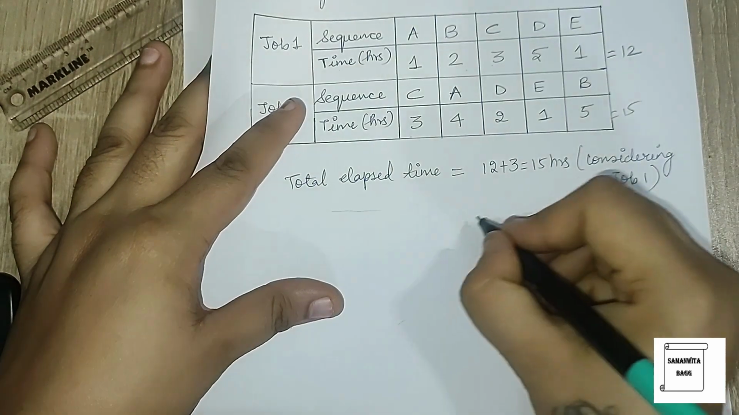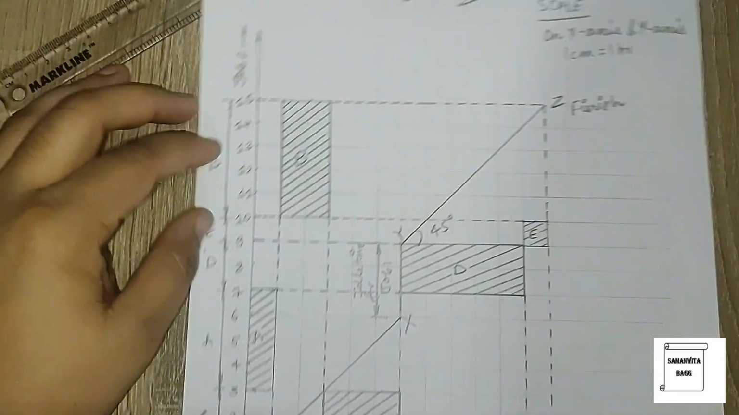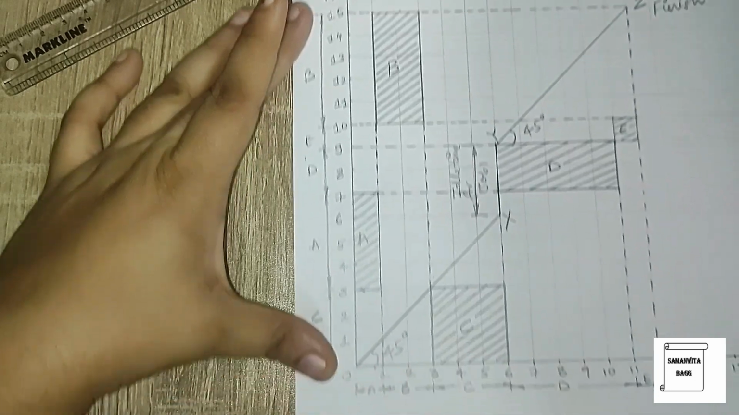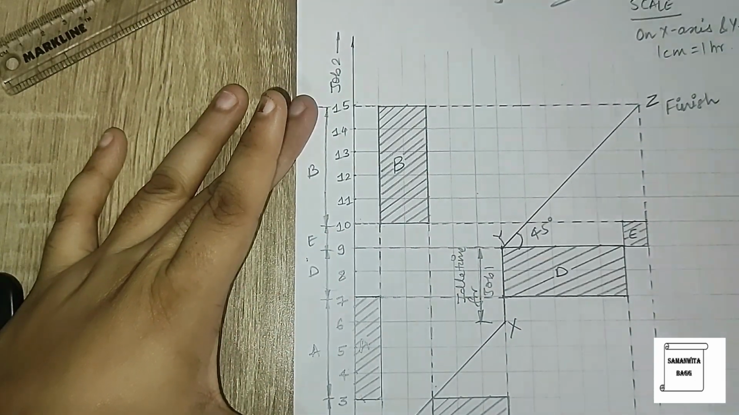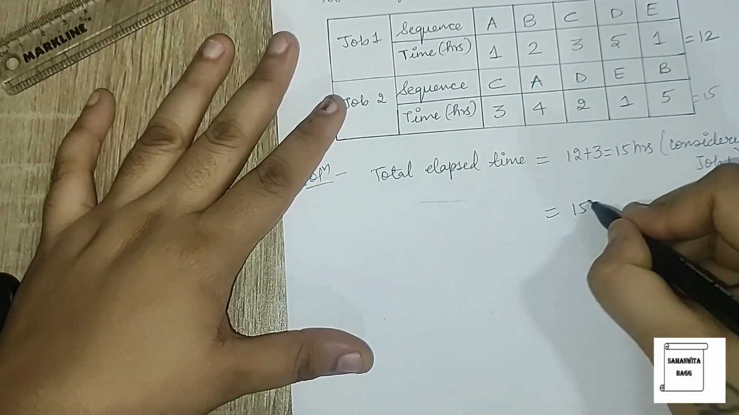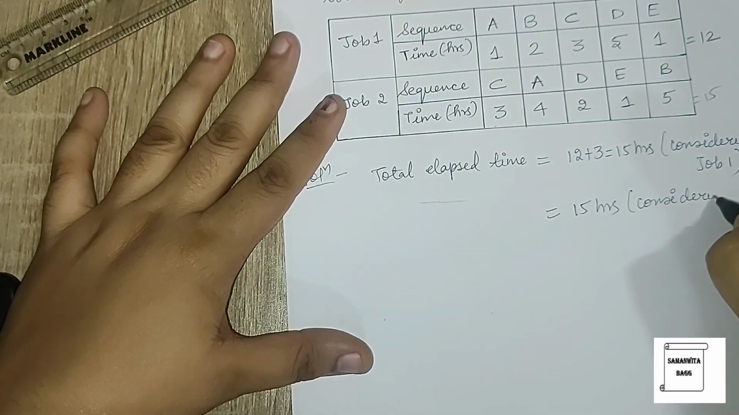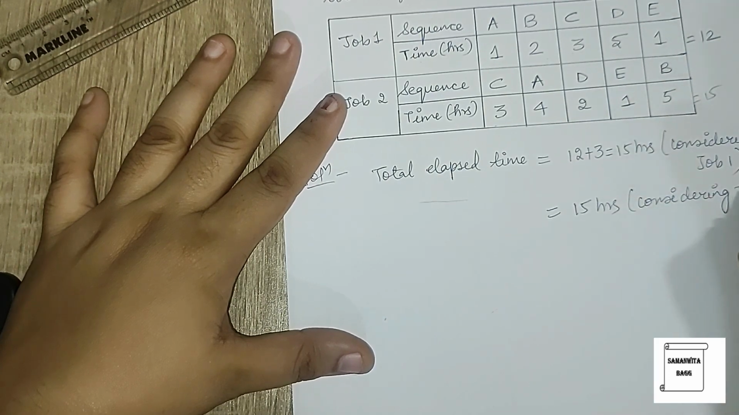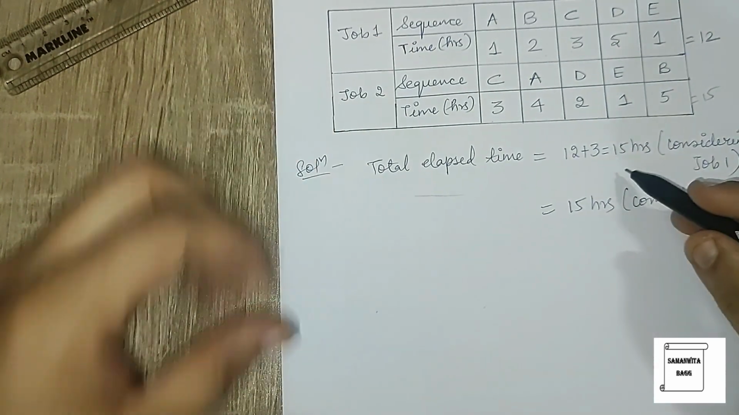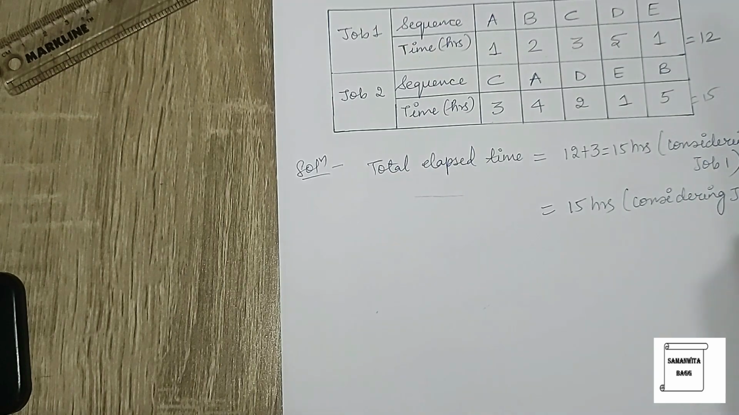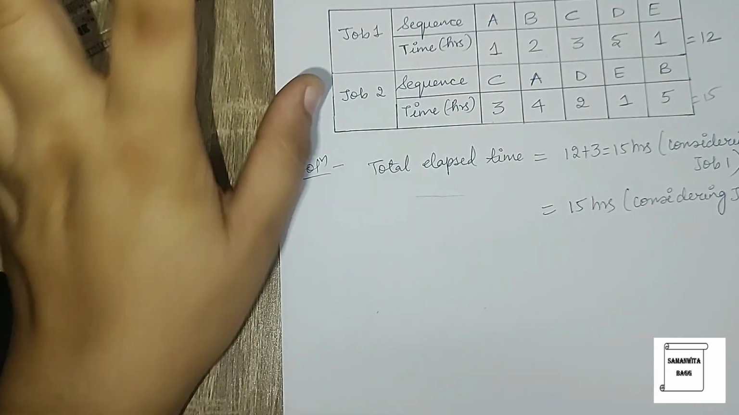job 1, and the total elapsed time for job 2, you can see it is directly 15 hours from 0 to 15. There is no idle time. So the total is 15 hours. This is considering job 2. So you should consider the time which is used for processing plus the idle time.